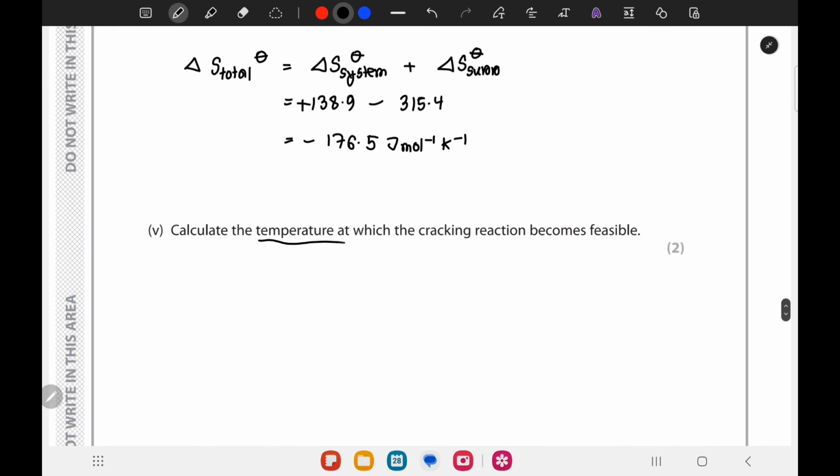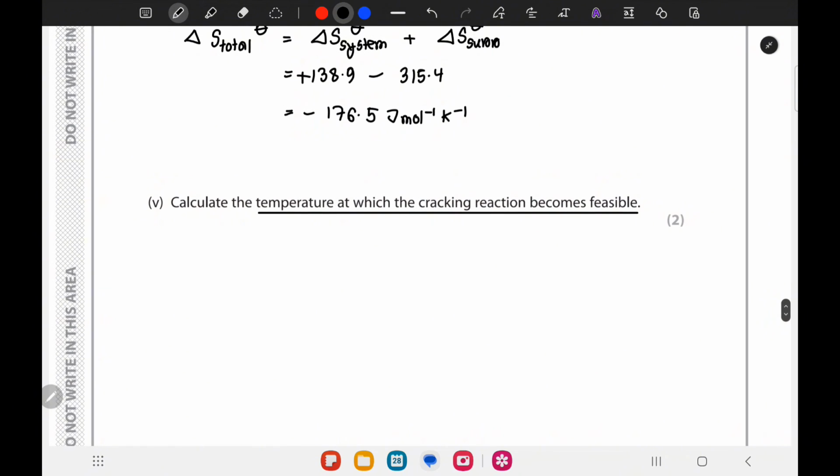Now we have to calculate the temperature at which the cracking becomes feasible. So the temperature at which del S total becomes positive, or we want the temperature at which del S total is 0. So for any case, if we are asked to find at what temperature a reaction becomes feasible or infeasible, for both cases, we'll calculate with del S total set to 0. The del S system will stay unchanged over here. It will remain at 138.9.